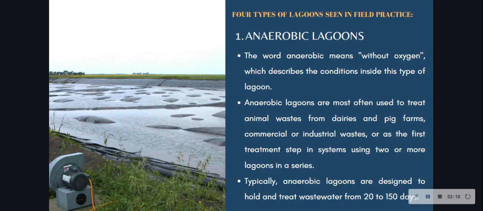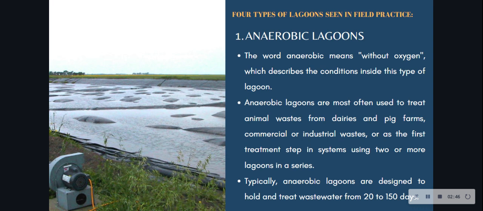So there are four types of lagoons seen in field practice. First is the anaerobic lagoons. The word anaerobic means without oxygen, which describes the conditions inside this type of lagoon. Anaerobic lagoons are most often used to treat animal waste from dairies and pig farms, commercial or industrial waste, or as the first treatment step in systems using two or more lagoons in a series.